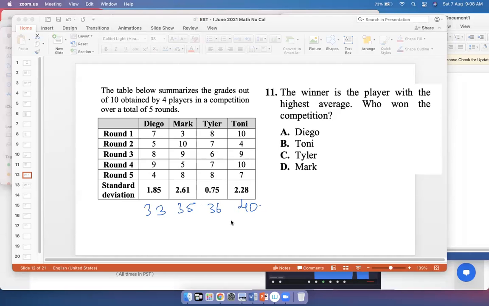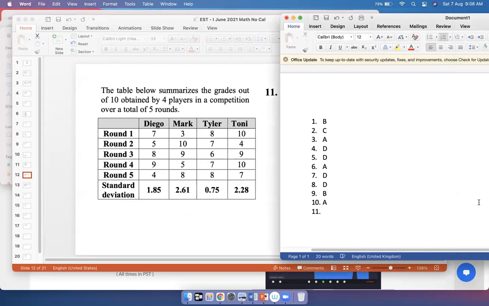So the average would be the highest for the one with the highest total. So that's 40, Tony, option B. So question 11 is B. Okay.